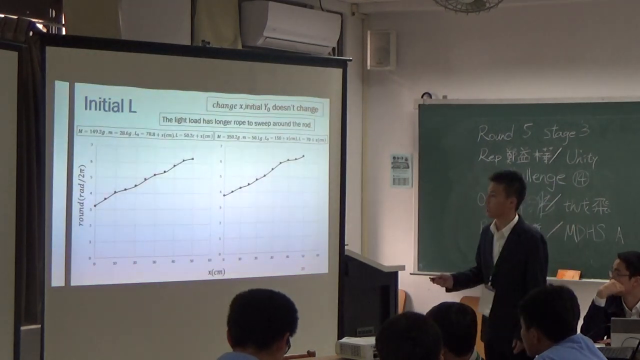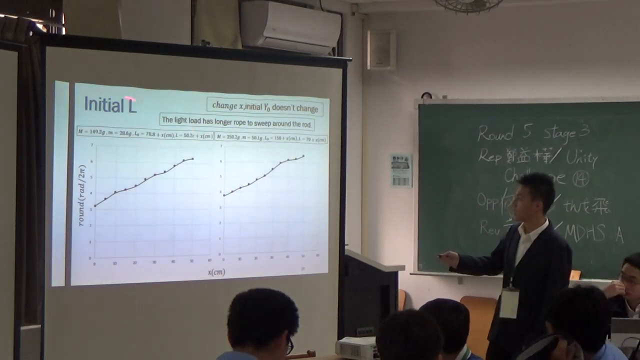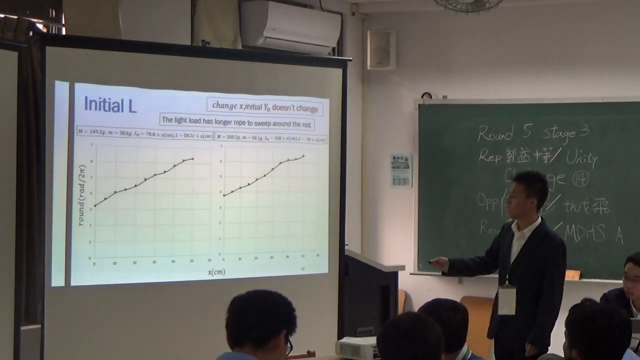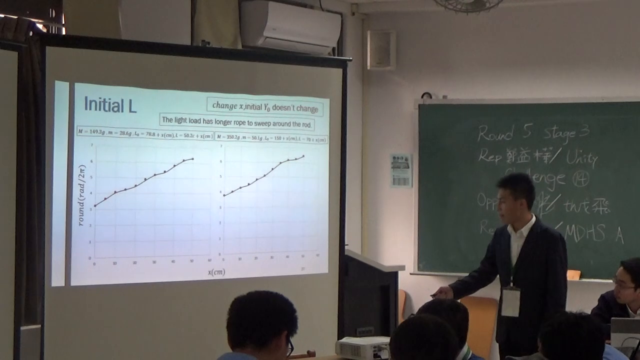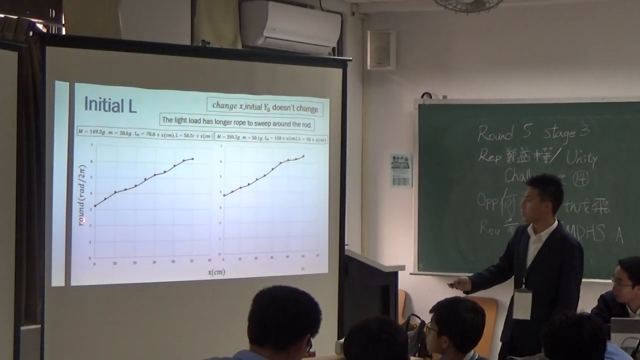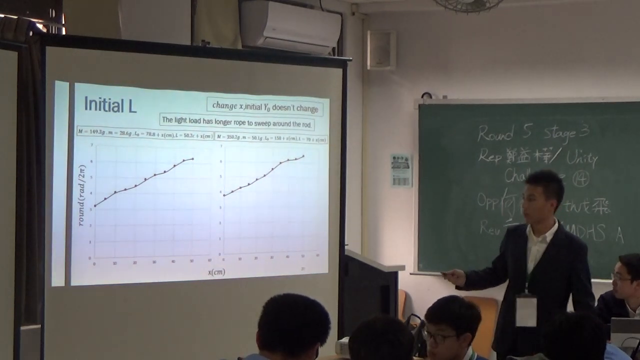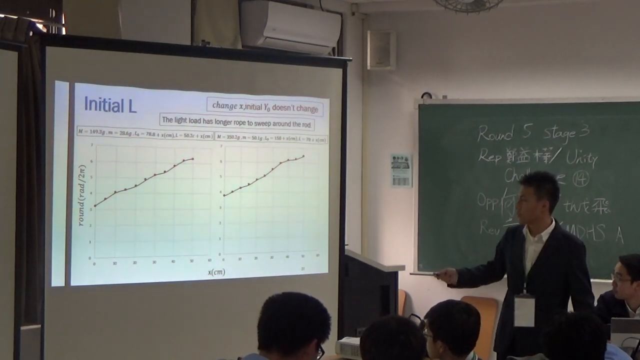And next, we change the initial L, which means the initial length of the light rope increases. So, as you can see, when the initial L increases, the number of times the light bulb sweeps around will increase, because it has a longer rope to sweep around the rod.